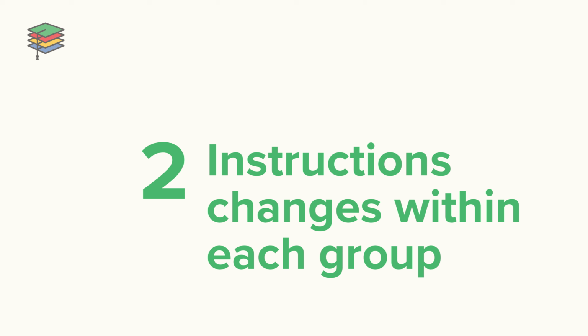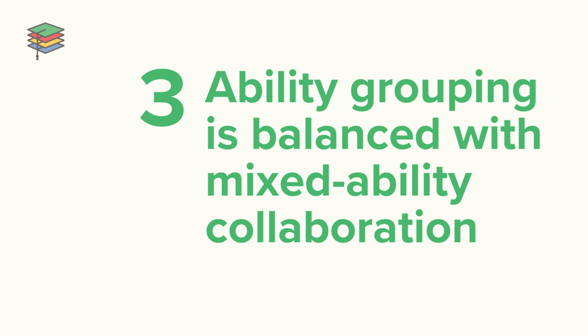Second, instruction changes within each group. That might mean different texts, different scaffolds, different questions, or different levels of support, but not just different worksheets. Third, ability grouping is balanced with mixed ability collaboration. Even when students are grouped for targeted instruction, they still need opportunities to learn from peers with different strengths and perspectives. Open-ended tasks, projects, and discussions allow all students to contribute in meaningful ways.